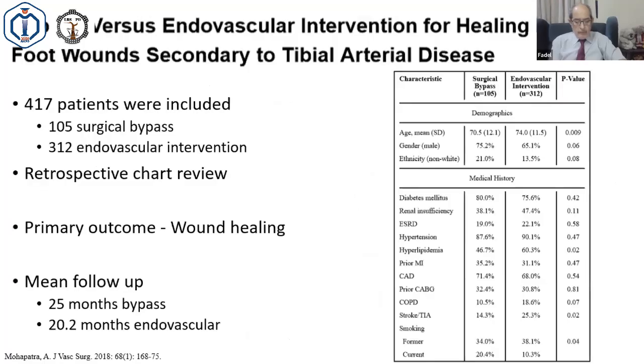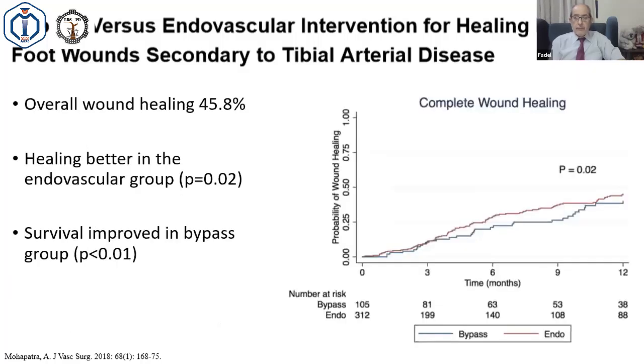Mohapatra in 2018 in JVS looked at bypass versus endovascular intervention for healing ischemic foot wounds secondary to tibial artery disease. They had 417 patients, including 105 in the bypass group with 312 in the endovascular intervention group. This is a retrospective chart review with the primary outcome being wound healing. They did have a mean follow-up of 25 months for bypass and 20 months for endovascular.